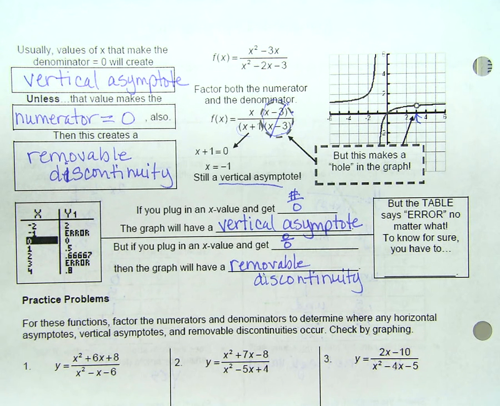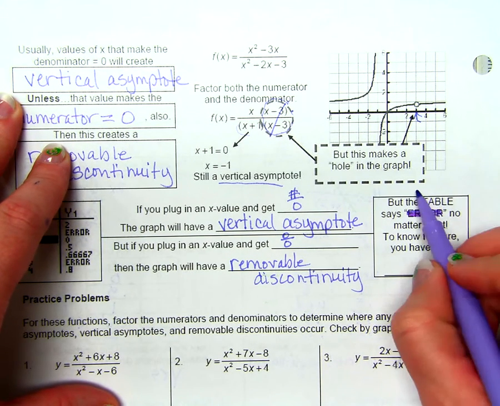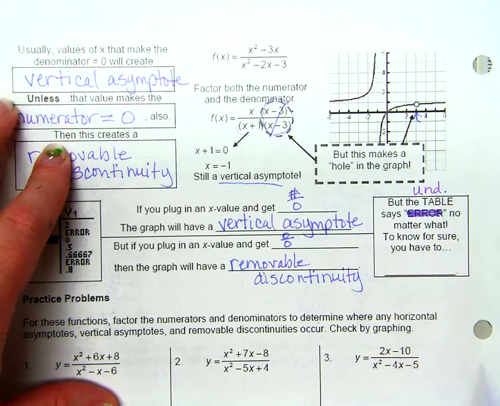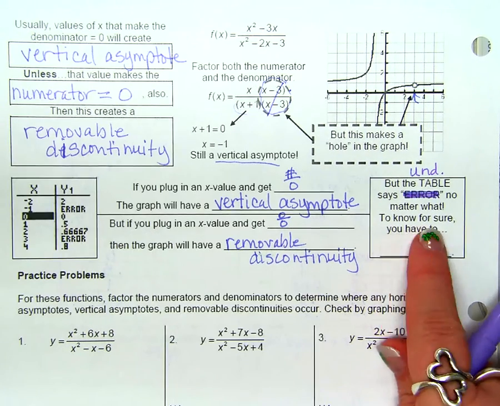But looking on the table for both of these, what is it going to say? If we look for it on the table, what's it going to say? It's going to say undefined, right? This is the worksheet that doesn't know what it's talking about because it actually says undefined. So no matter what, it says undefined. So to make sure, what do we have to do?